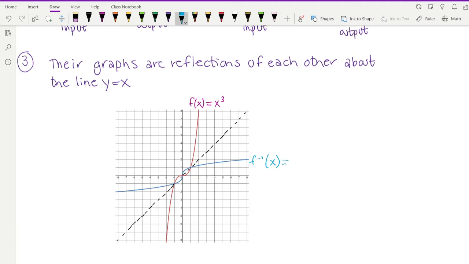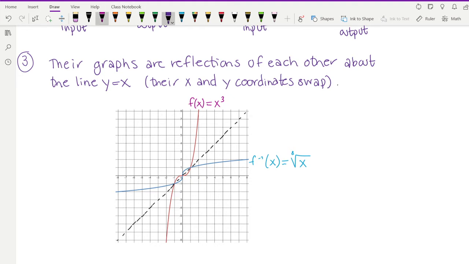And notice that they kind of have this symmetry, right? If you took the original graph, the x cubed graph, and you reflected it over that diagonal dotted line that I just drew, it would look like this blue graph. And another way of thinking about the relationship between the graphs is that basically the x and y coordinates are going to switch places. So let me write that down and then I'll show you an example. So their x and y coordinates basically swap with each other.